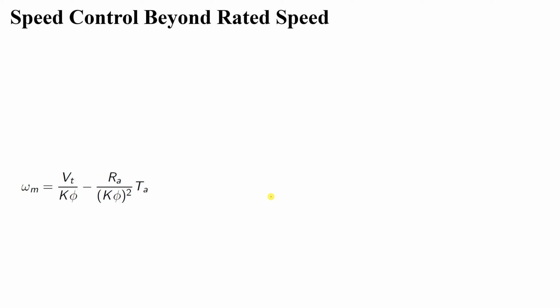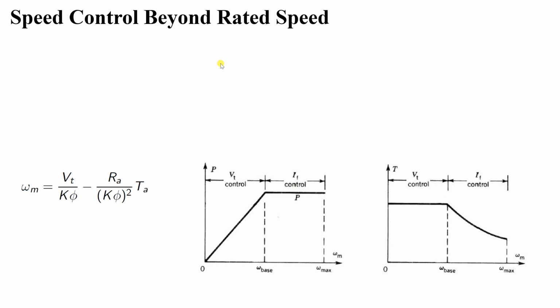Now, how can I control our speed beyond the rated speed? Okay, so let's look at the stages for controlling our shunt motor. In general, we have two stages. Number one, we have omega base, which is the rated speed.